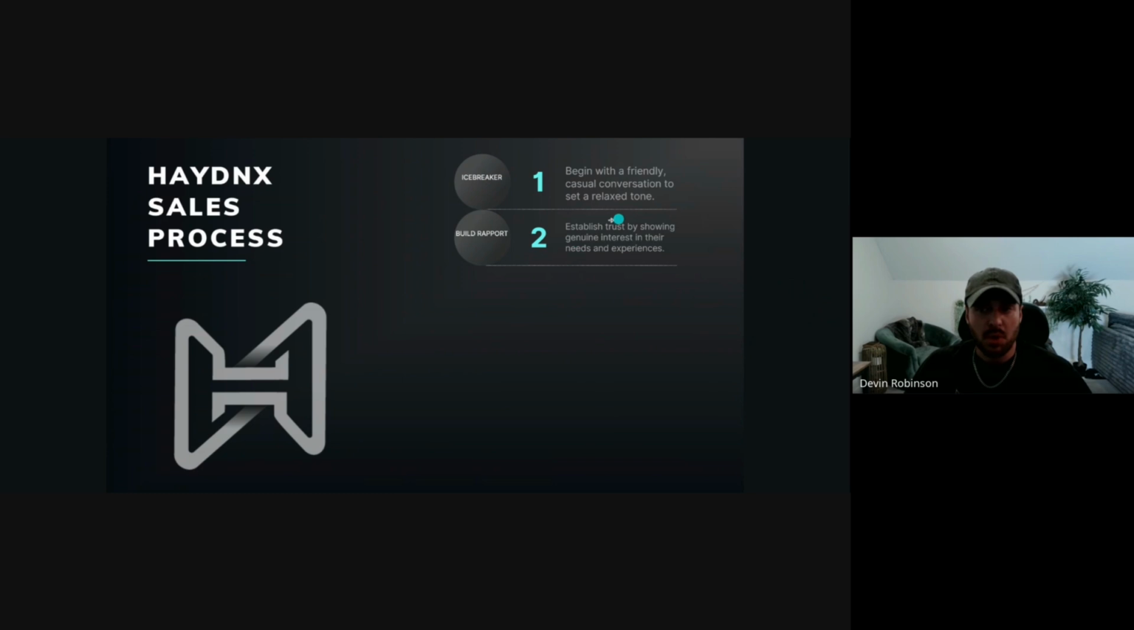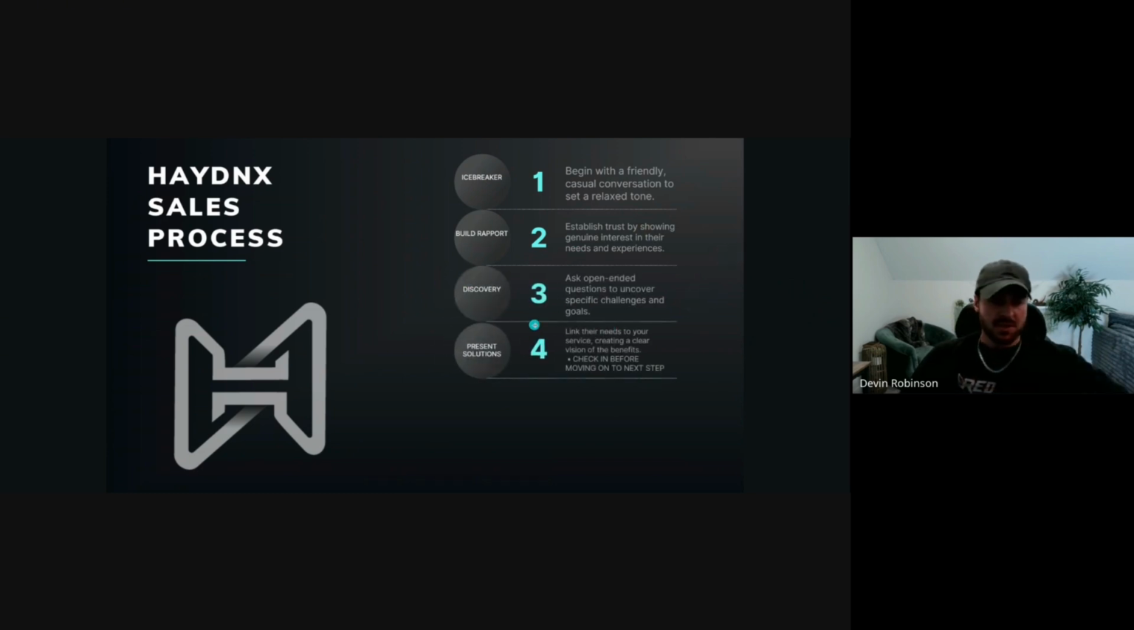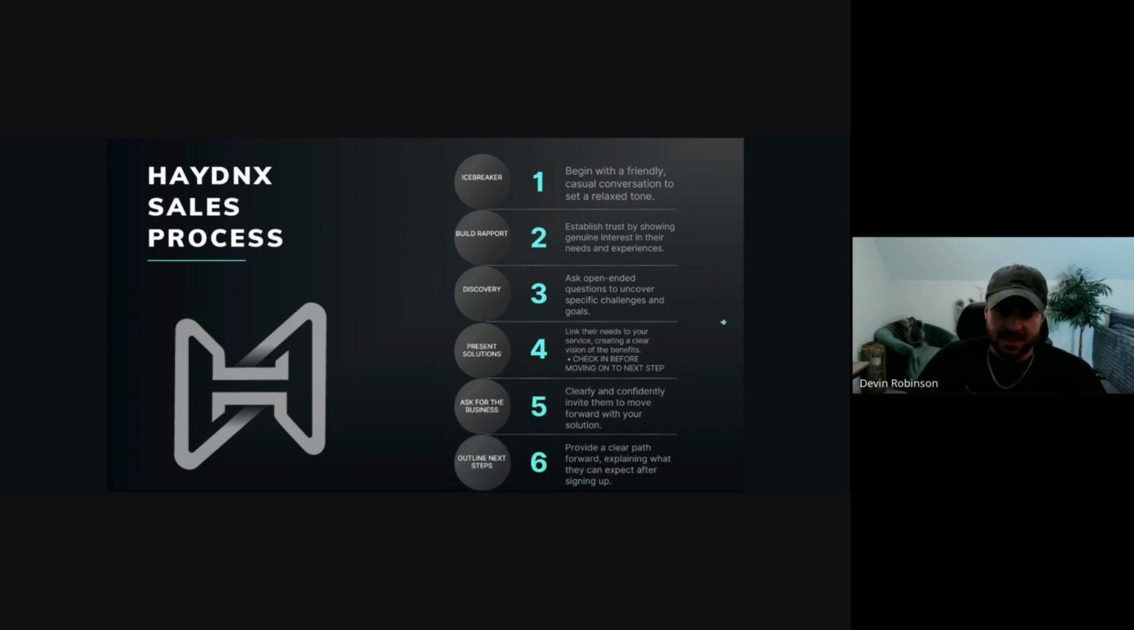Icebreaker, building rapport, discovery, presenting solution. I'm going to go into these deeper, but I just want to kind of glaze over them. Presenting the solution, asking for the business, and then next steps.